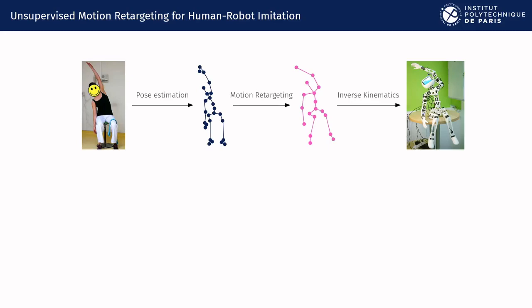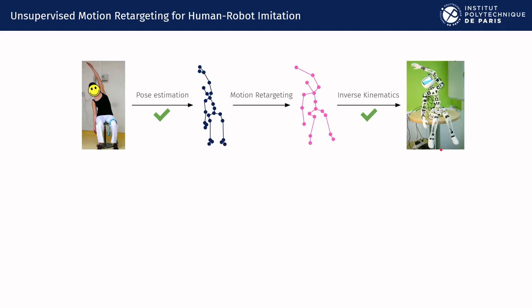Pose estimation provides the temporal sequence of estimated joint position for the demonstrator. Motion retargeting translates this sequence into a sequence of joint position adapted to the robot's embodiment this time. And finally, the inverse kinematic stage computes the motor commands according to the target joint positions.